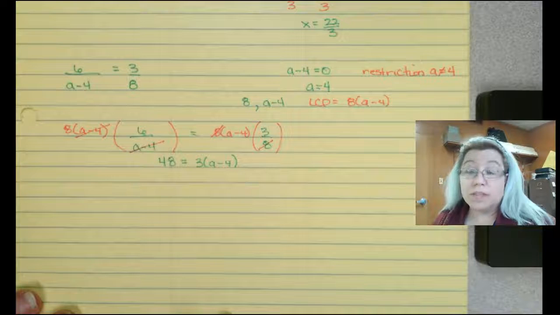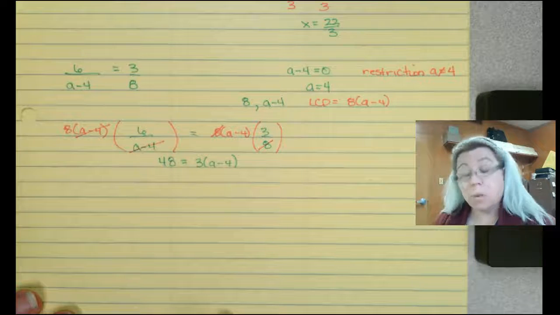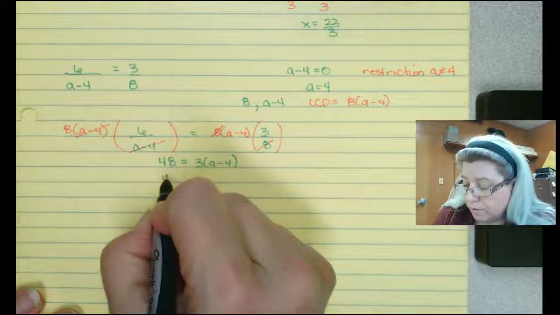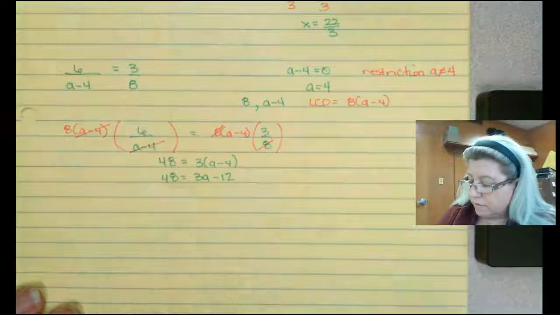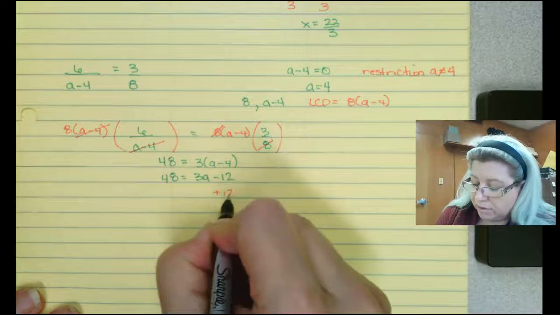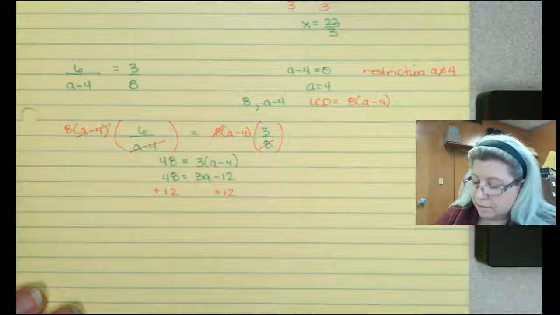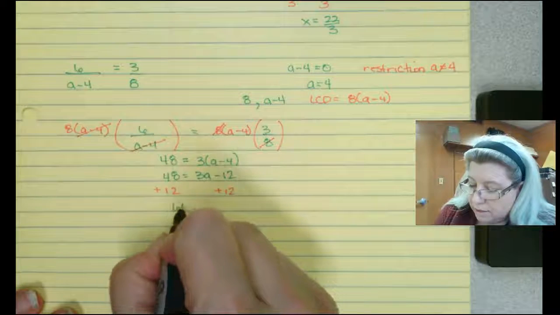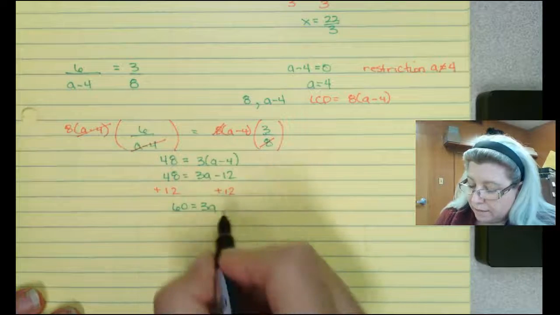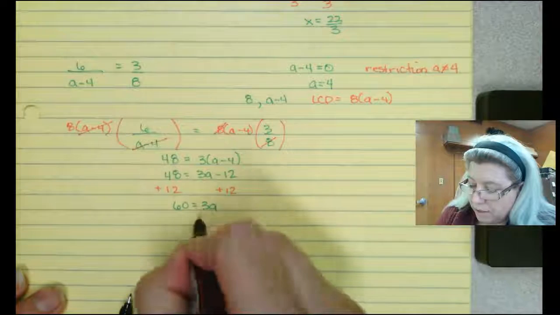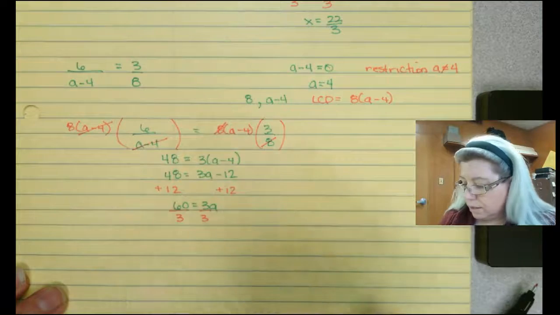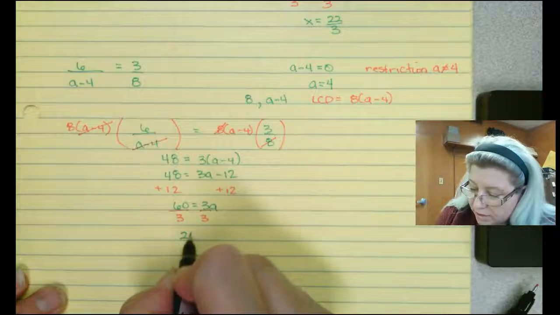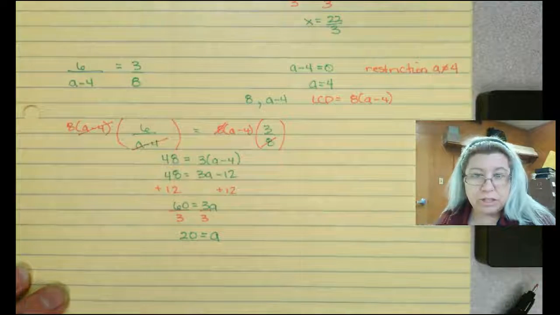Now I just solve with the addition and multiplication properties of equality. 48 equals 3a minus 12. Add 12 to both sides. 60 equals 3a. Divide by 3. And 20 equals a. Now we just have to remember one thing.